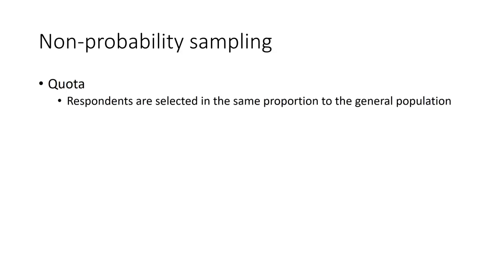And in the quota, it says respondents are selected in the same proportion of the general population. So 50% of your respondents would be male and 50% would be female, because that's roughly the same proportion in the general population. And then you would have to fit in the other groups that you were looking for, the other ethnic groups, to try and fit this in.